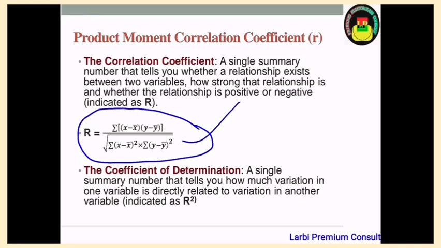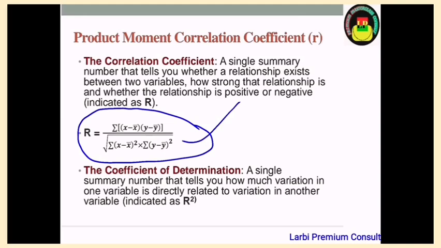Then you divide by the square root of the summation of x minus x bar all squared multiplied by the summation of y minus y bar all squared. So that is how we find a correlation coefficient, and we will use a practical example to explain this formula much better. So for now, keep this formula in mind. As we move along, we will solve more questions for you to appreciate this better.